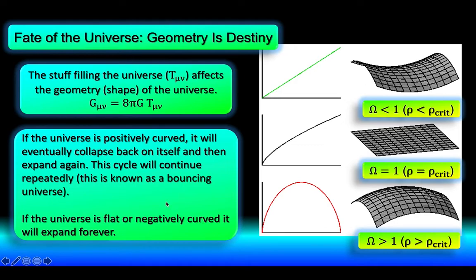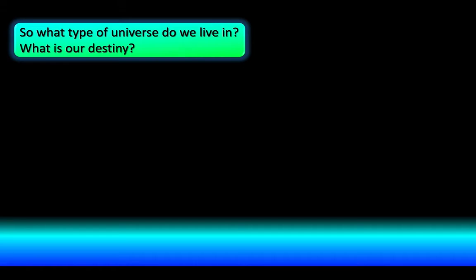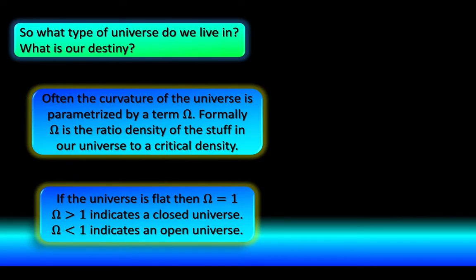If the universe is flat or negatively curved, it had a Big Bang in the past, and then the universe is going to continue to expand forever, albeit at different rates. So what type of universe do we live in? What is our destiny? Well, often the curvature of the universe is parameterized by a term omega.